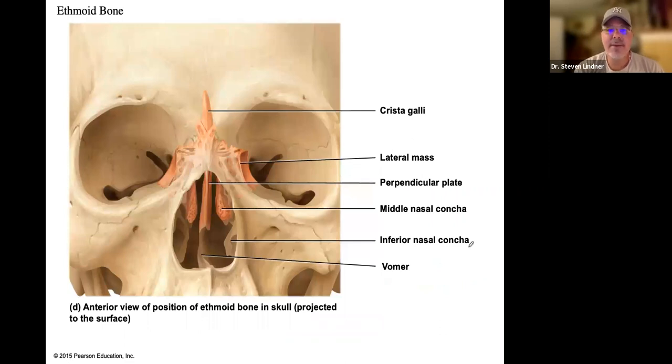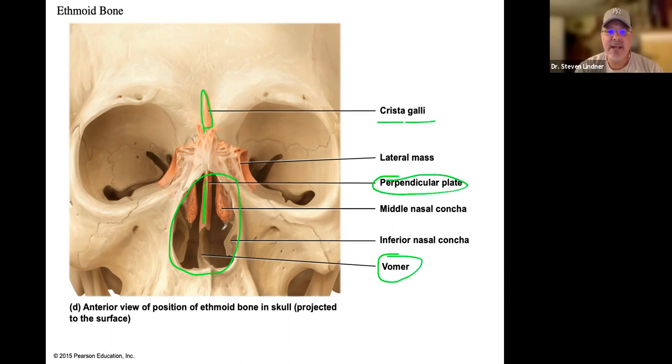Okay, here is the ethmoid. Everything that we're looking at here is ethmoid, and we can extract this out from the skull to get a better look at it. But here we're looking at the nasal cavity, right? There's the hole for the nose. Down on the bottom right here is something called a vomer. Now, the vomer is continuous with this structure called a perpendicular plate. Okay. And the perpendicular plate has an extension that comes up right here at the top called a crista galli.